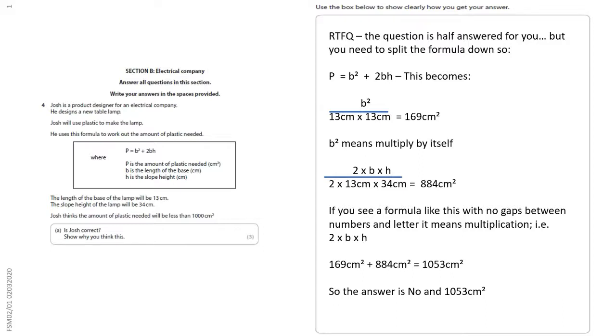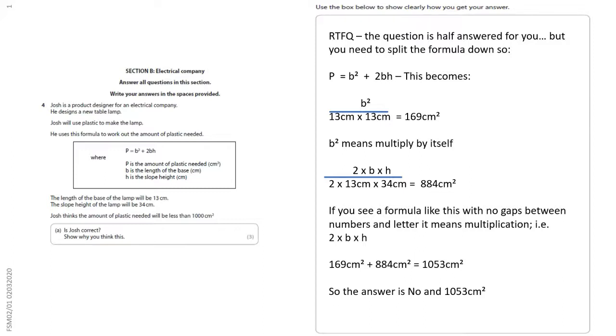If letters and numbers are put like that, straight together with no gaps and no symbols in between, it means multiplication is taking place. So all this becomes is 2 times 13, which is the base, times 34, which is the height of the lamp, which gives us 884 centimetres squared. And all we need to do is add these two figures together, 169 and 884, which gives us 1053 centimetres squared, which is actually our answer. So the answer is no.